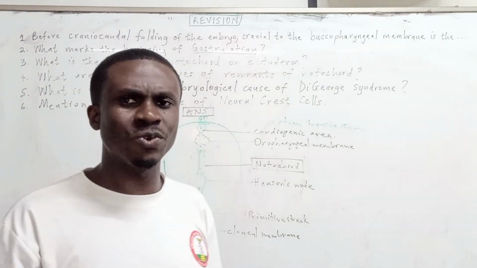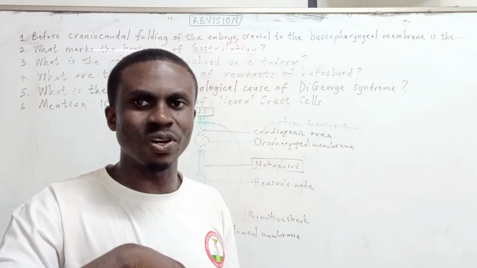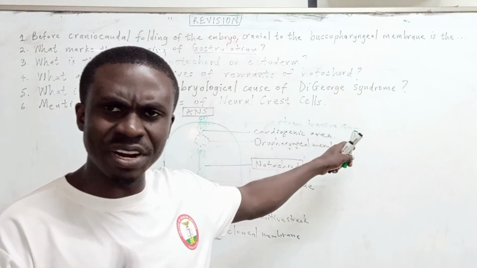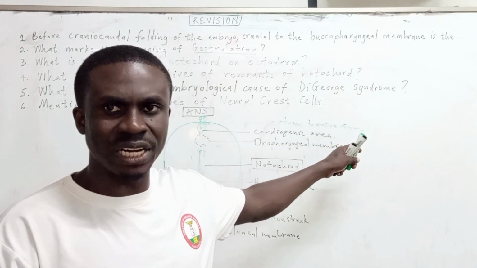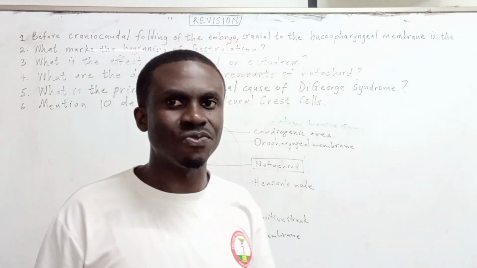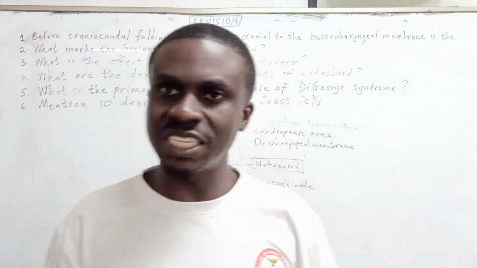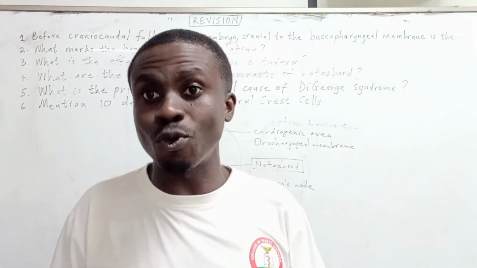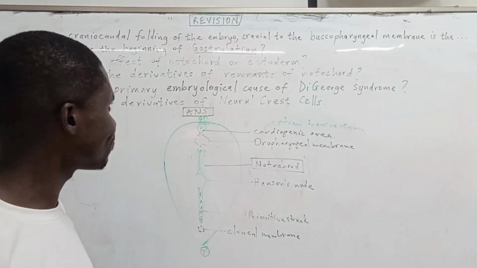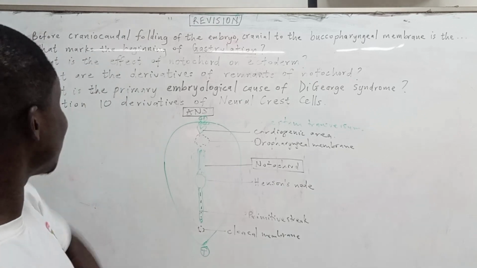So that eventually, with the folding, the heart comes down. The septum transversum is one of the derivatives, of the diaphragm, for instance, so that the diaphragm will come below the heart. Eventually, that craniocaudal folding will ensure that these respective structures get to their normal adult destinations or locations. Yeah, that's what we are going to see. Now let's look at number 2.